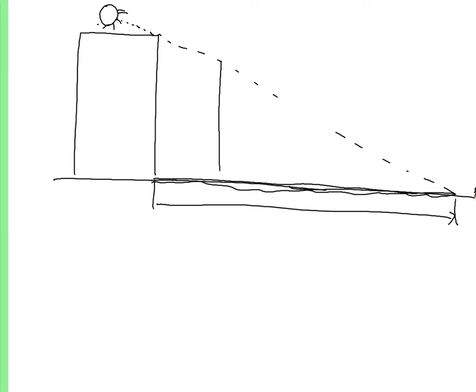Do you divide your height by your shadow's height? Oh, we could do that. We could do little shadow, little height. Little shadow divided by little height equal to? Big shadow.